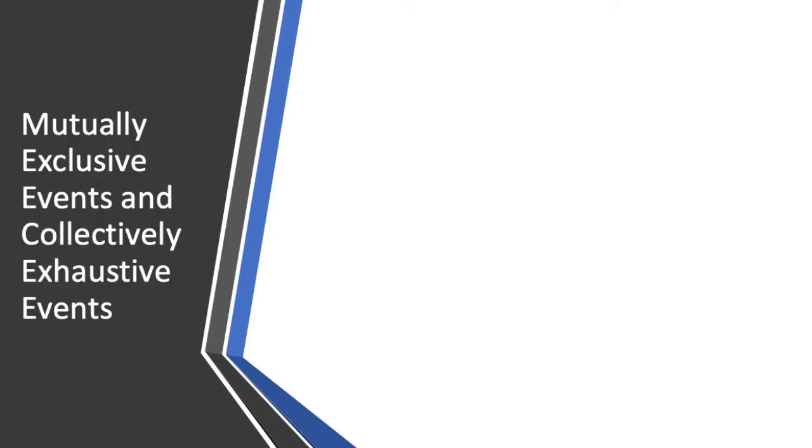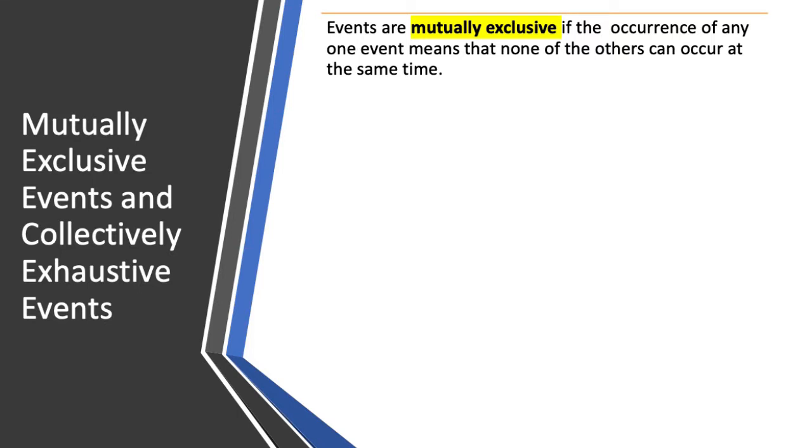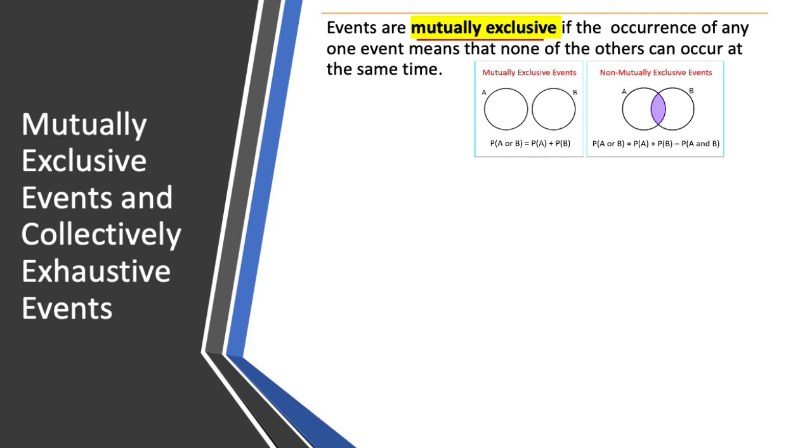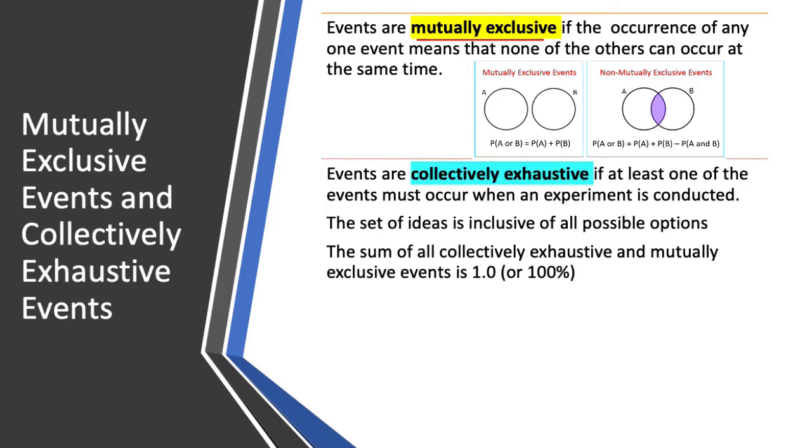A few more definitions. First, mutually exclusive events. Events are mutually exclusive if the occurrence of any one event means that none of the other events can occur at the same time. For example, if you toss a coin and you see tails, you cannot also see heads simultaneously. So mutually exclusive events are events that are completely separate from each other. There's no overlap between mutually exclusive events.